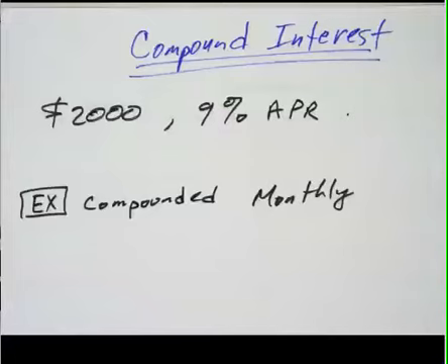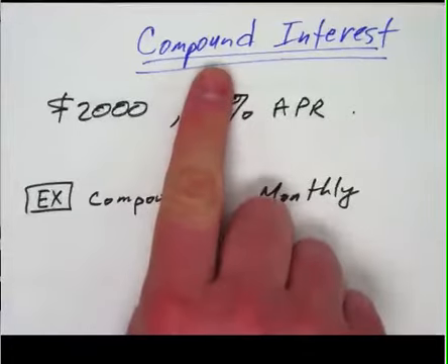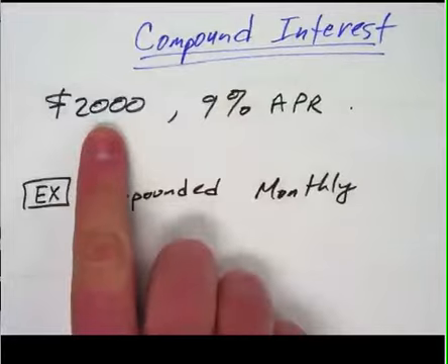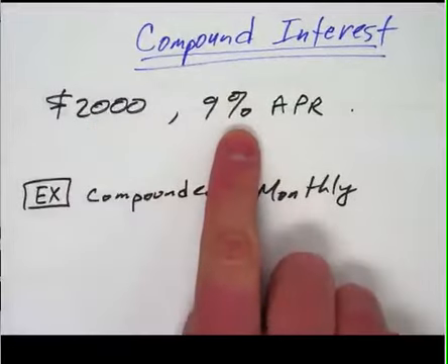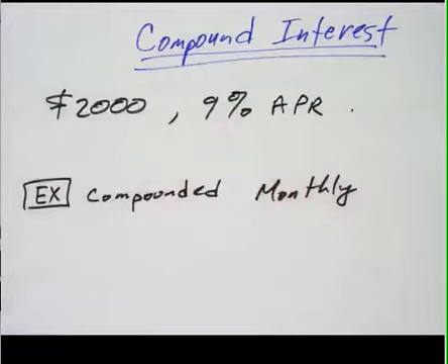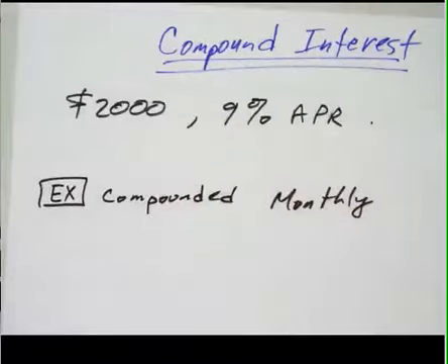In this video, let's take a look at some compound interest problems, the kind where you know you're going to compound it multiple times in a year. Like you have an investment of $2,000, it makes 9% APR. APR stands for annual percentage rate. And so let's say that your money is getting compounded monthly.